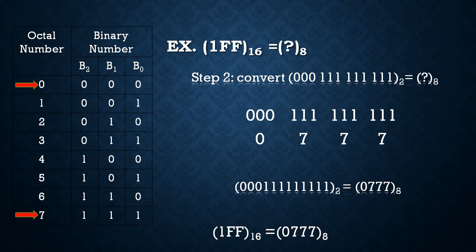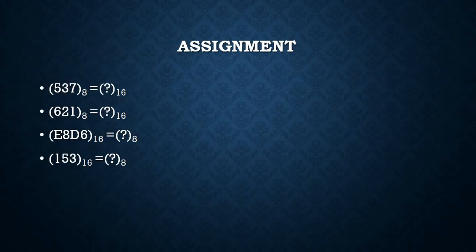In this way we convert 1FF to the base 16 into 0777 to the base 8. Now we have some assignment here. Due to this we get the idea of how to convert the octal number system into hexadecimal and hexadecimal into the octal number system. In this way we make the conversion of all number systems.